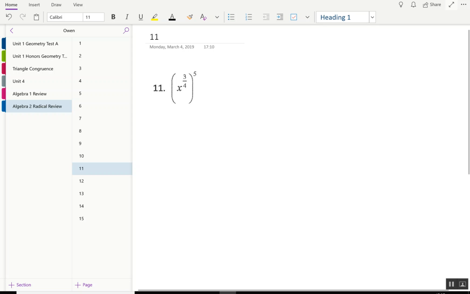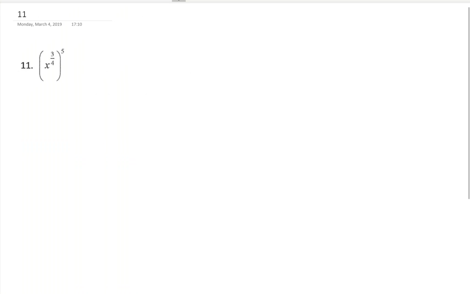Number 11. Okay, so once again, when you have parentheses and you have 2 powers, then you multiply the powers. So you're going to have x to the 3/4 times 5. Well, it's 5 over 1. Let's make that simpler like that. And then we're going to get x to the 15 over 4.